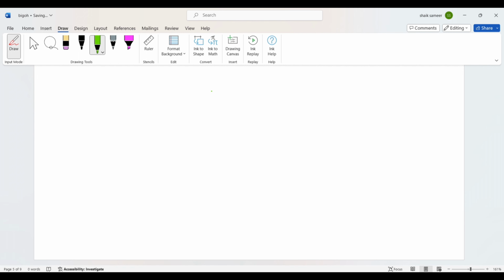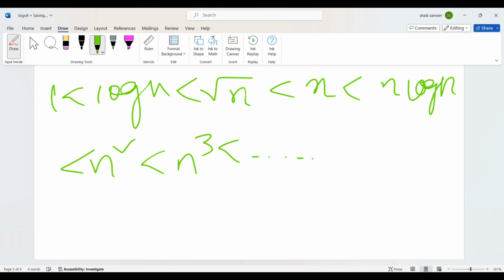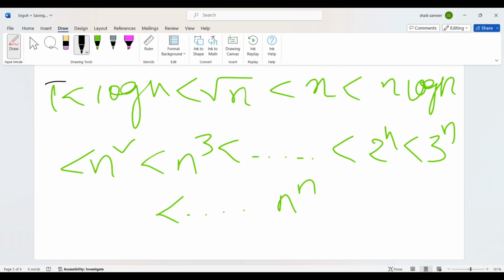First, I will teach one order. Remember this order: 1 less than log n less than root n, less than n, less than n log n, less than n square, less than n cube, and so on, 2 power n, 3 power n, and so on, less than n power n. So just remember this order. This order is a very important order.